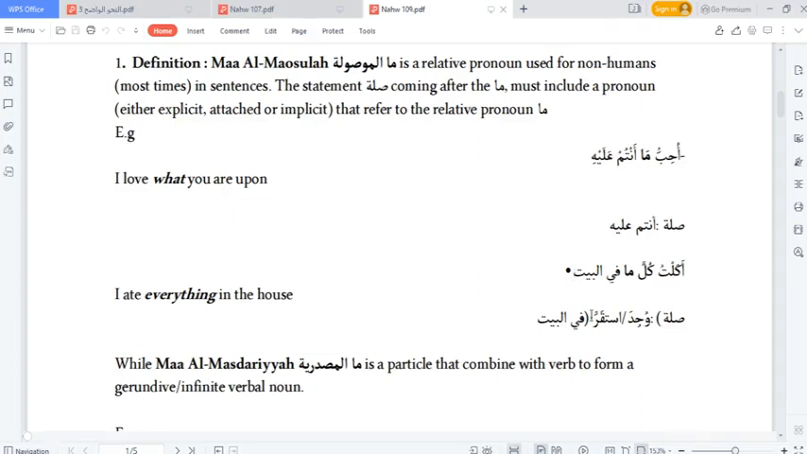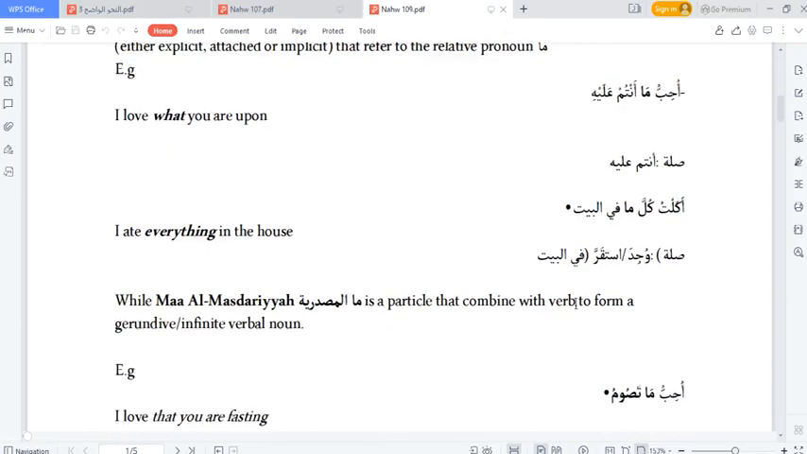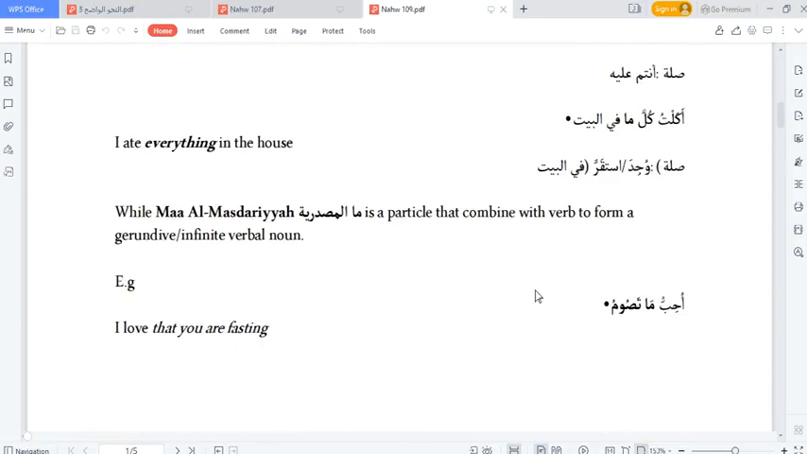You can see, this is implicit. So I ate everything that can be found in the house. I hope you get it. Now, moving on, we have ma al-masdariya.